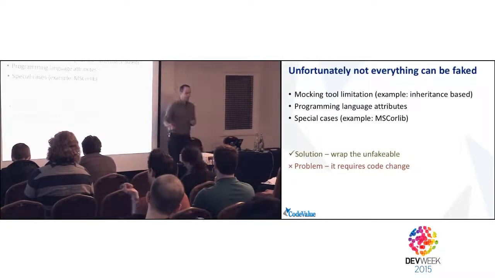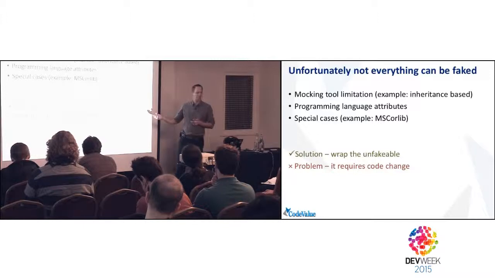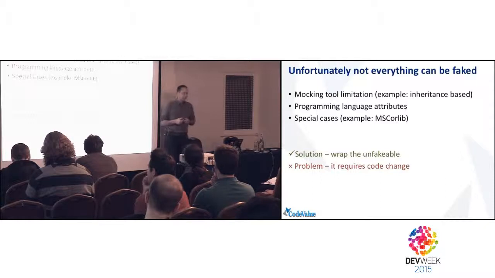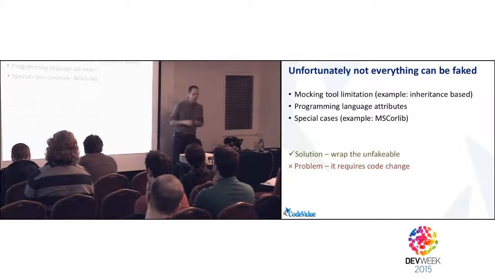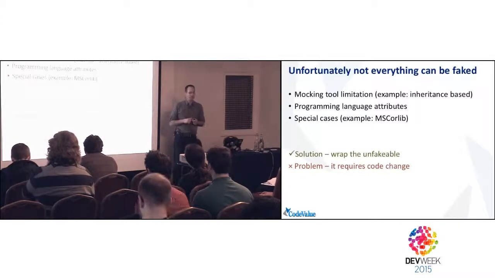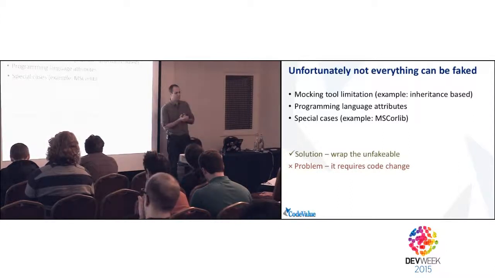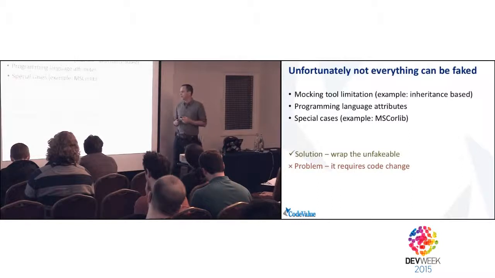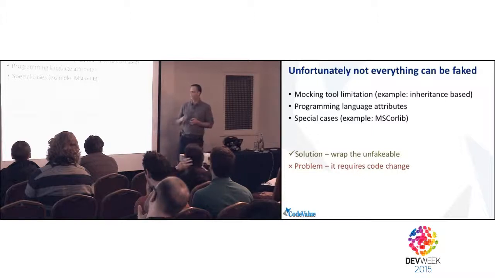Other than that, depending on the programming language, we're using C#, in order to fake a method with most mocking frameworks, we need the method to be virtual or an interface. Not always the case, especially when dealing with third party. I can't change those. And there are special cases, as I said, mscorlib. And the solution, which I don't always like, but that's the least bad thing I can do, is wrap that class with another class and fake that class instead. And it will require me to change production code in ways that I won't feel too comfortable with.